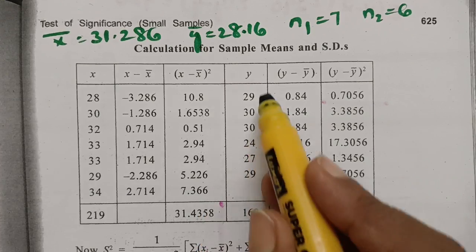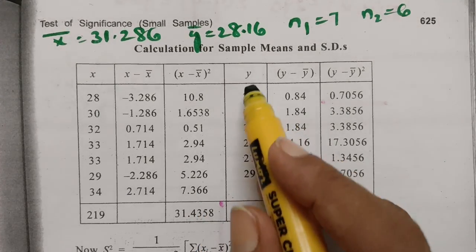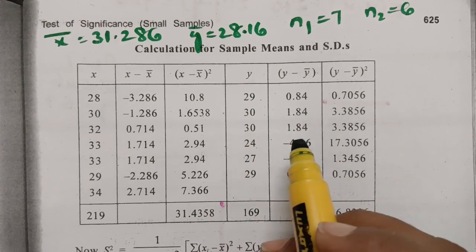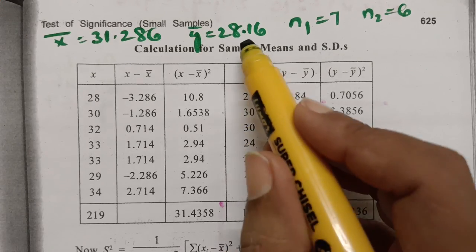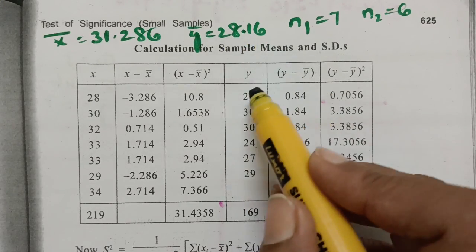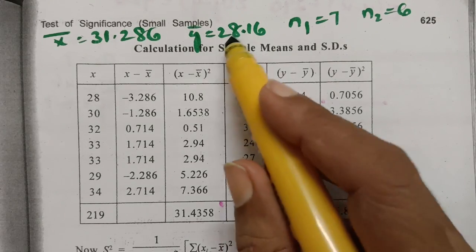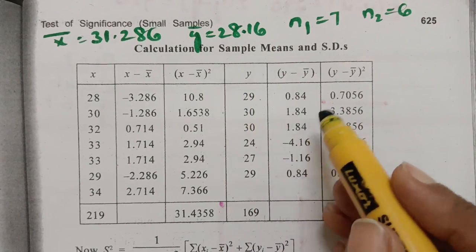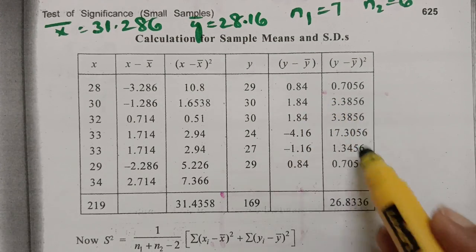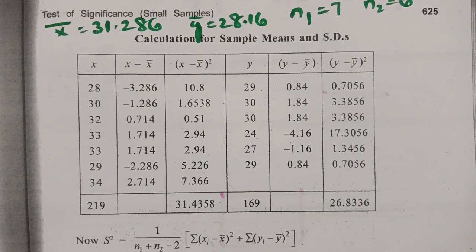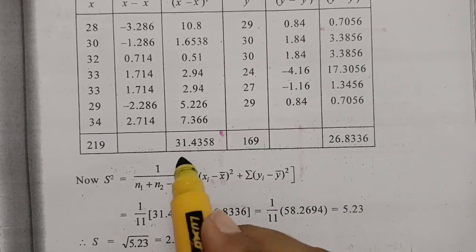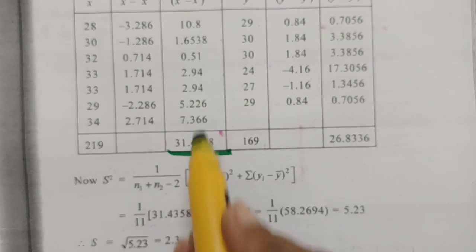Fill this column. And next one is the y values. You have to place them in the fourth column, and the next one is y minus y bar. So we have to subtract 28.16 from each and every value. 29 minus 28.16 is this one. 30 minus 28.16 is 1.84, and so on. So after making the squares, we have to fill the last column here, and now we have to make an addition out of all these values.